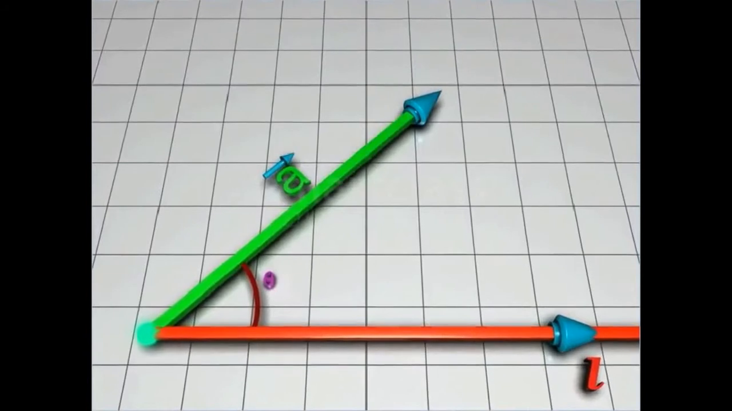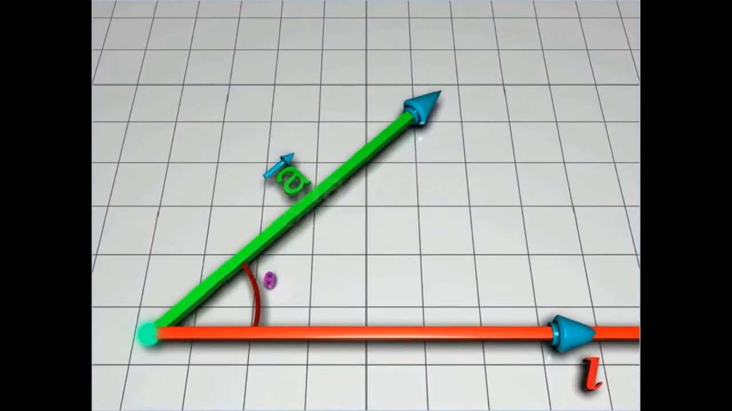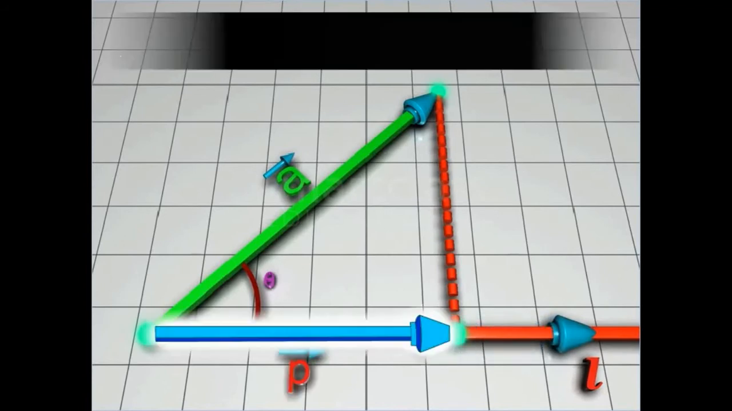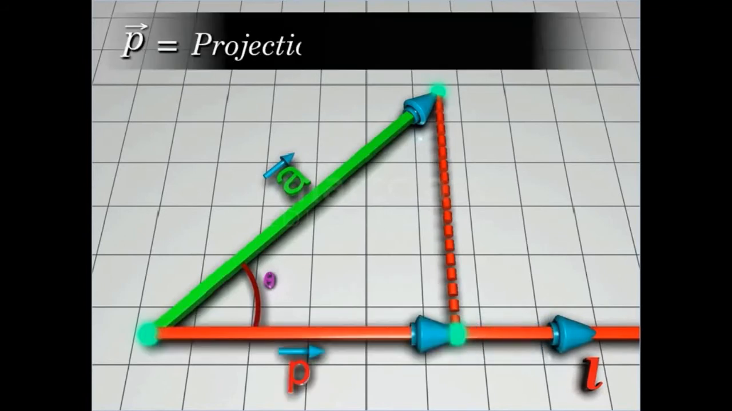The orthogonal projection of vector A onto line L is obtained by dropping a perpendicular line from the terminal point of vector A to line L. Vector P represents the projection vector of vector A onto line L.